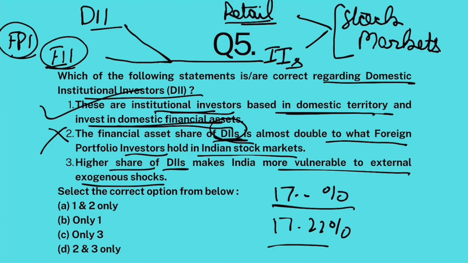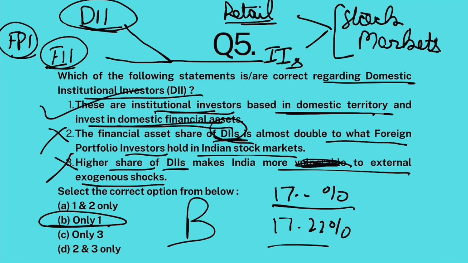Now, if DII share increases, then it will protect India from the mood of foreign investors. So if there is an external economic shock, foreign investors tend to pull out of the Indian stock market, right? This happens. But if in the Indian stock market, the higher share is that of DIIs, then India will not be more vulnerable. India will be protected from external shocks. So this is also false. The answer is B, 1 only.